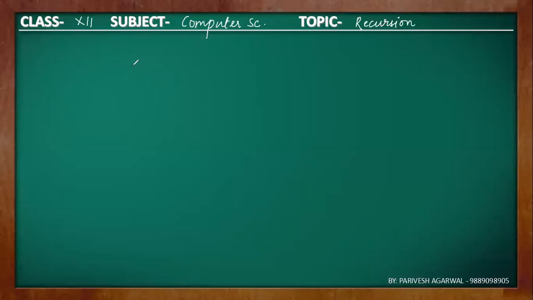Now, students, we are going to study the recursion output-based question which comes in your board examination. So let's see the question. This is a question from board 2017. It is of 5 marks, which comes in your Part A, that is the compulsory part.